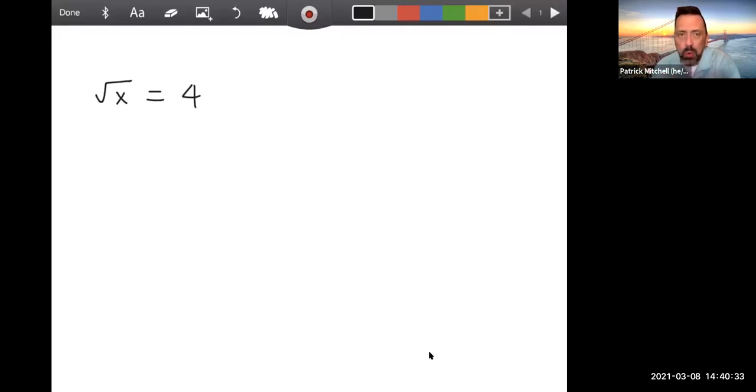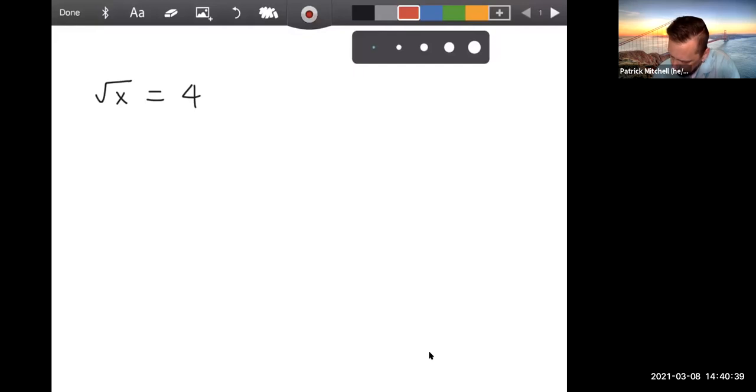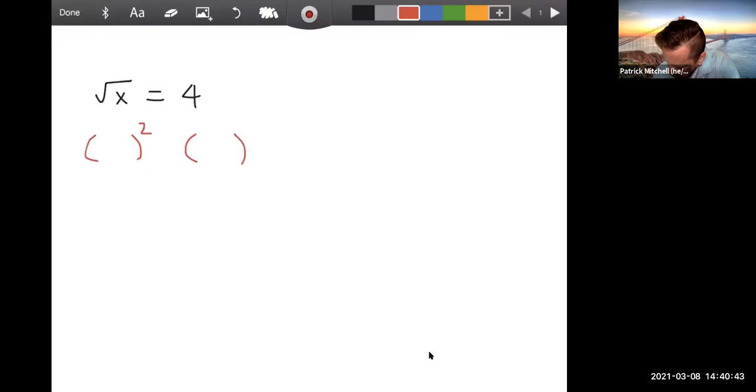Step two, apply the appropriate power. So when it comes to square root, the appropriate power is 2. So what that means is we're going to take both sides of this equation and square them. So on one side, I'm gonna have the square root of x squared. On the other side, I'm gonna have 4 squared.